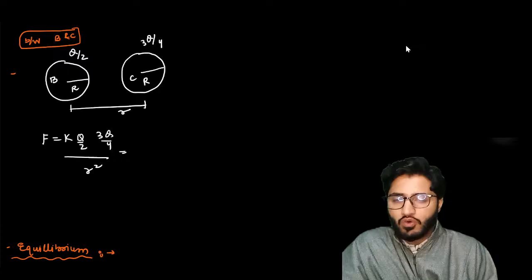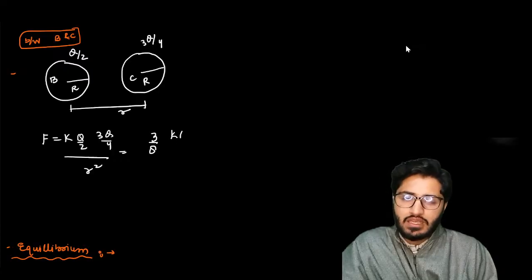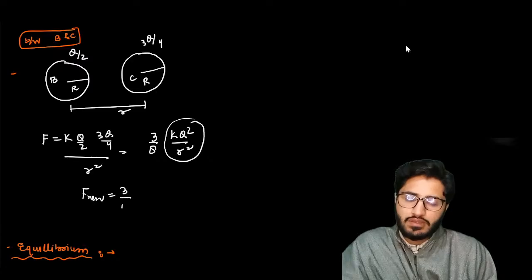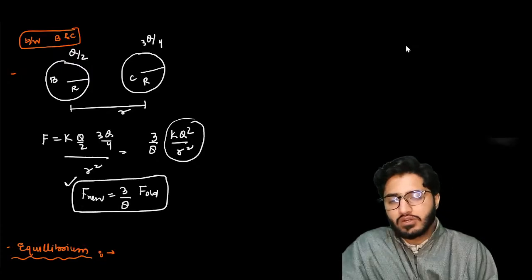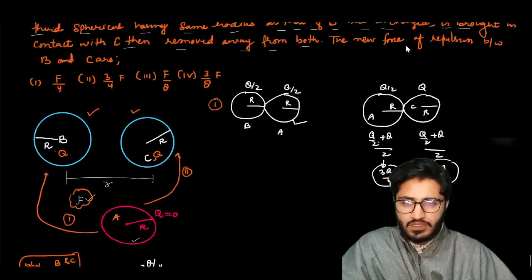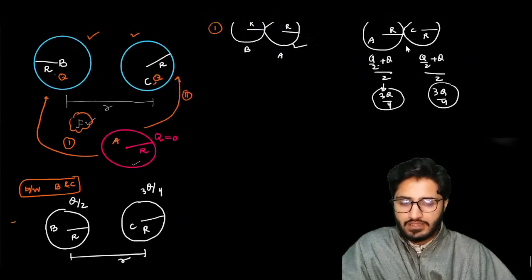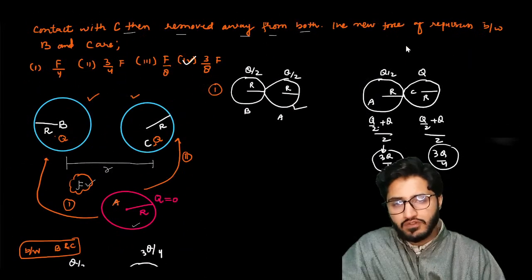So look, 4 into 2 is 8. I can write it as 3 by 8 K Q square by R square. This is the previous force, so my new force is equal to 3 by 8 times my old force. This is my answer, and this is how we can do it. So it is 3 by 8, which means option four is correct.